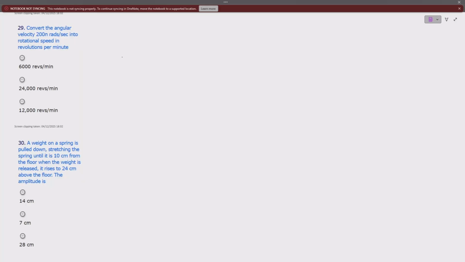Question number 29, it says convert the angular velocity 200 pi rads per second into rotational speed in revolutions per minute. And whenever you are converting rads per second to revolutions per minute, you multiply by 60 divided by 2 pi. So it's going to be rads per second times 60 divided by 2 pi. So we have 200 pi rads per second times 60 divided by 2 pi.